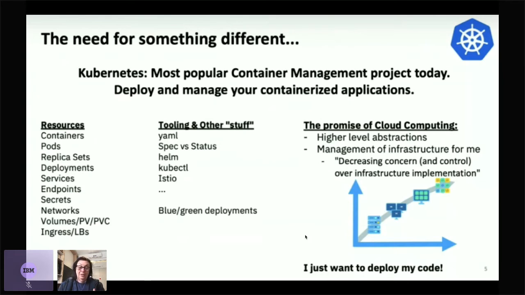So for that, we have Knative that will give us an even higher level of abstraction than what we know until now, and will enable us to focus more on our code, and even less than what we know until now, with resources and tooling just to deploy our containers in Kubernetes.